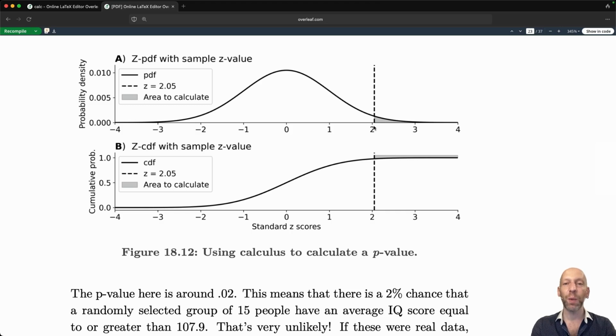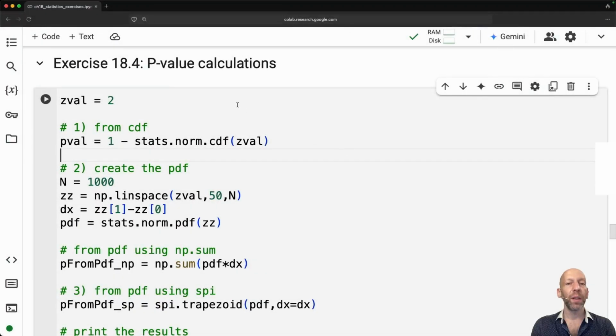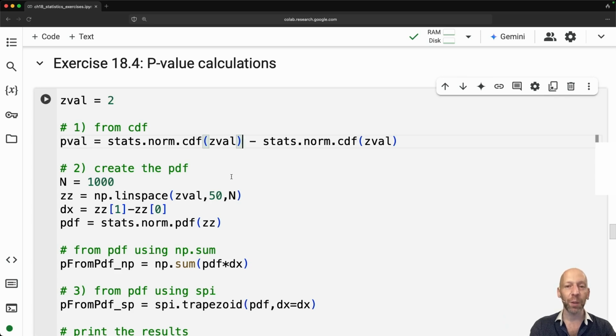Okay, so these are the two ways that we are going to calculate the p-value in this exercise. So here, I'm specifying a z value of 2. And here is method 1 directly from the CDF. Now, why do we say 1 minus the CDF? Well, the idea is, let me copy and paste this. What we're really doing here is implementing the fundamental theorem of calculus part 2. So we're really saying that this is infinity. This is not a real Python variable. I'm just writing this out.